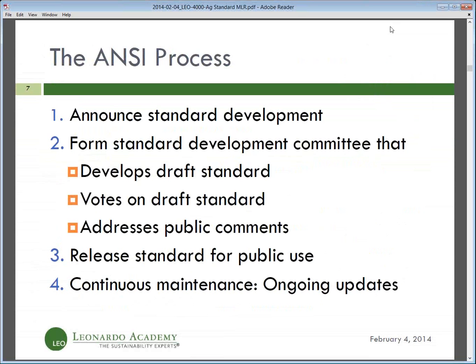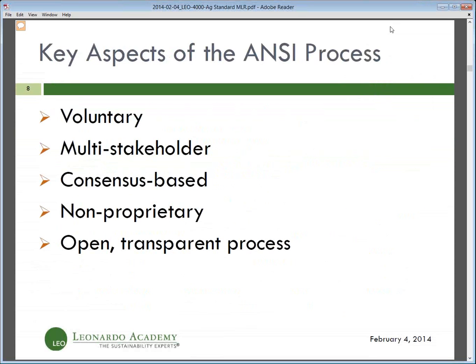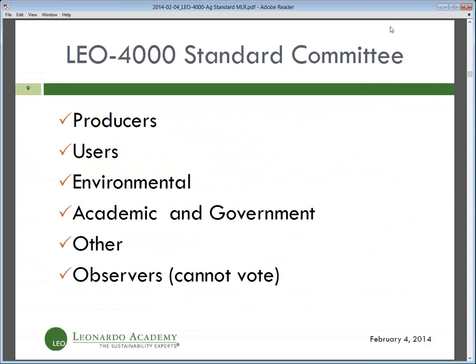So what are some of the key aspects of the ANSI process? Participation is voluntary. The use of the standards developed is voluntary. It involves multi-stakeholders. It's consensus-based. It's non-proprietary. Everyone can use the standard once it's completed. And it's an open, transparent process. For LEO 4000, the standard committee includes a variety of affected parties: producers, users, environmentalists, academics, and government folks, as well as other people. And then there are observers, and observers participate in the process, but they don't vote.